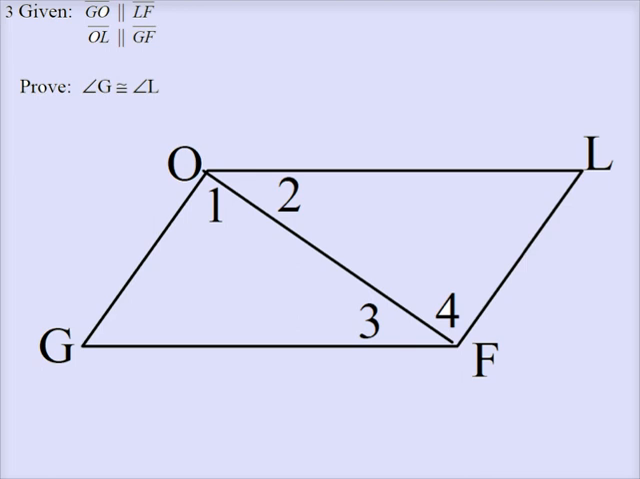So the sub-step, or the step before proving this is true, is we'll want to prove that the two triangles are congruent. So we're going to start by proving the triangles are congruent, and then we can use the CPCTC, like we've seen before, to prove that angle G and angle L are congruent. So first off, let's figure out what we have here.